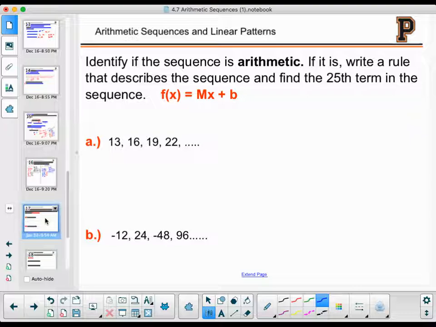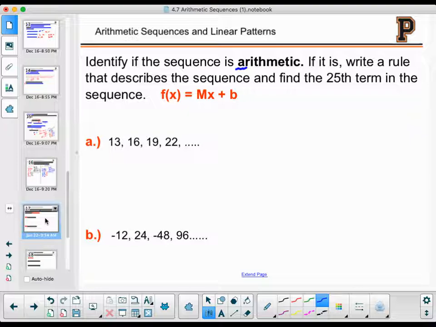Next question. Identify if the sequence is arithmetic, and if it is, write a rule that describes the sequence and then find the 25th term. Remember, arithmetic just means the numbers are increasing or decreasing at a consistent amount, or they're adding and subtracting. Another way to think of it is arithmetic starts with A, think add, subtract. So with A, 13 to 16, 16 to 19, 19 to 22, those numbers are definitely increasing by 3 per term.